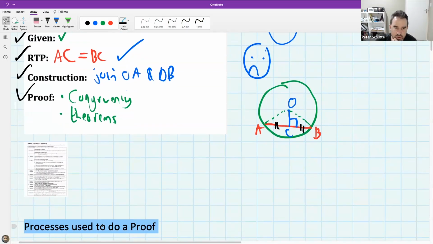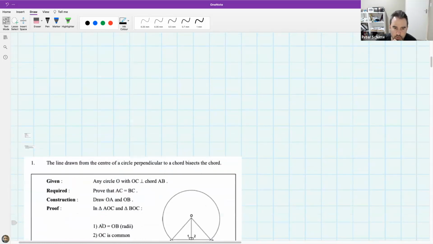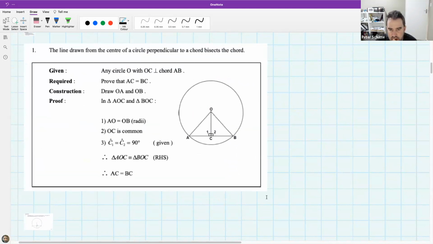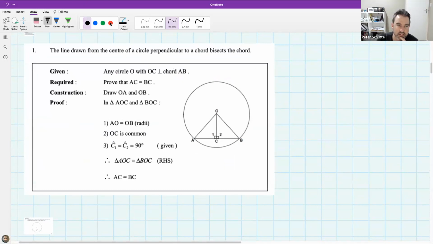Let's look at what a formal proof looks like. The question that I just showed you, here is the given part. You are required to prove that AC is equal to BC. And the construction is to draw OA and OB. There's OA, and there's OB. How does this now work?